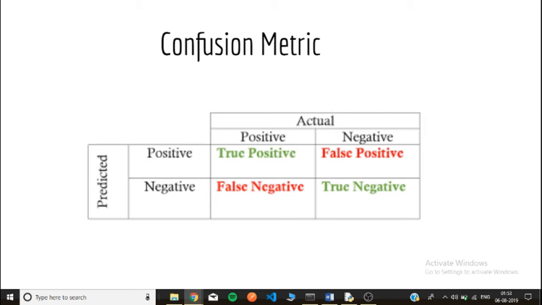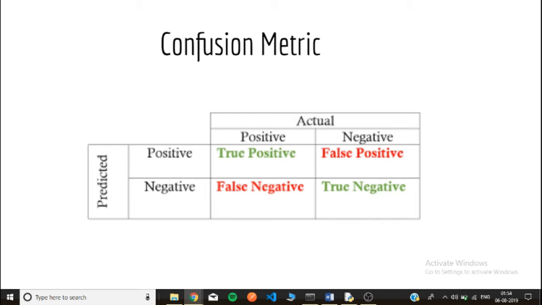Here, as we can see, certain markers of certain columns are defined, such as true positives. These are the correctly predicted positive values, which means that the value of the actual class is yes and the value of the predicted class is also yes. Next is true negatives. These are the correctly predicted negative values, which means that the value of the actual class is no and the value of the predicted class is also no.